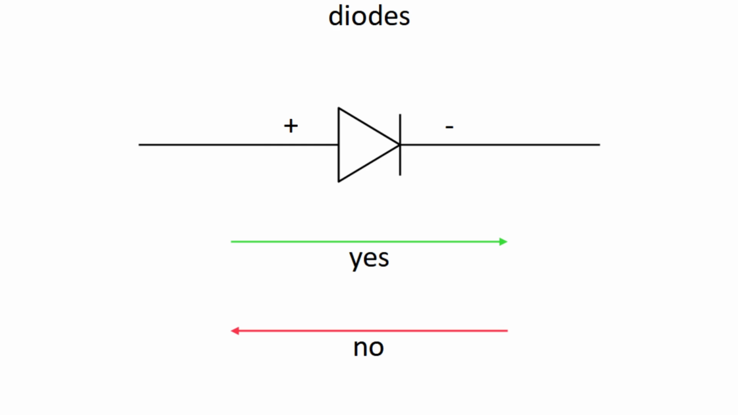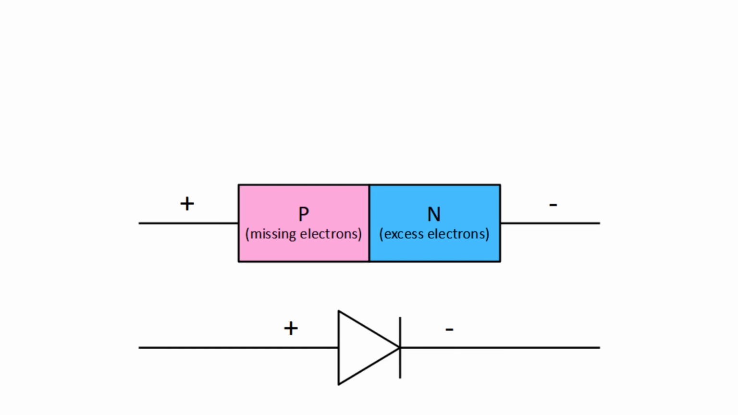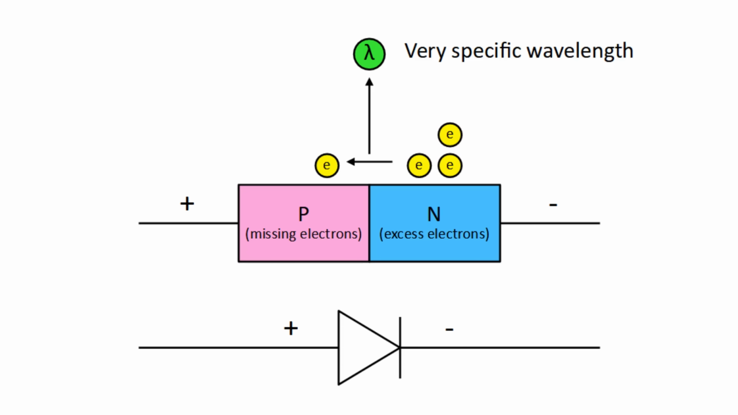Diodes only let electric current flow in one way, and they achieve this by combining 2 different types of semiconductors. Electrons jump from one side with excess electrons to another side with missing electrons. This new side is more energetically favorable, and so the electrons release this energy in the form of photons, with energy equal to the amount lost, giving them very specific wavelengths.